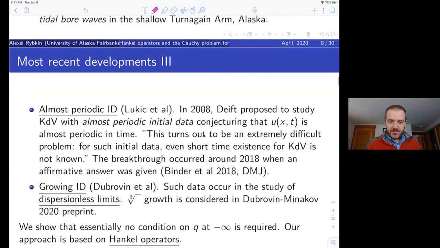And also mention almost periodic initial data. Peter Deift raised that question over 10 years ago: what's going to happen to an almost periodic initial profile under the KdV flow? One would expect that there is a similarity with the periodic case, and it's indeed the case, but once you start doing anything, you run into numerous problems.